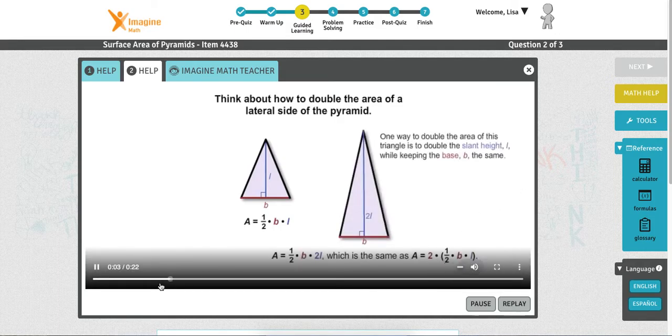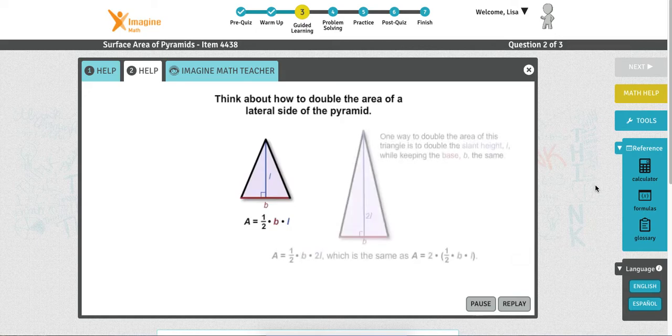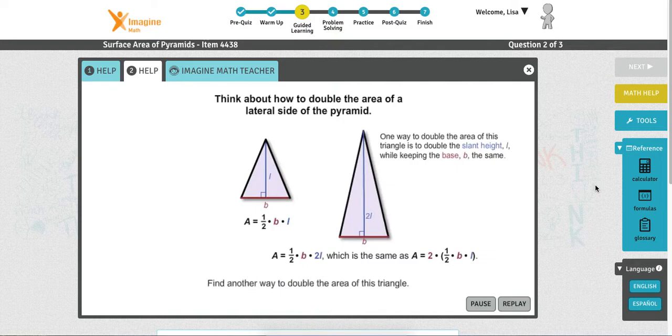Here is a lateral side of the pyramid. N equals 1/2 times b times L. One way to double the area of this triangle is to double the slant height, L, while keeping the base, B, the same. N equals 1/2 times b times 2L, which is the same as 2 times 1/2 times b times L. Find another way to double the area of this triangle.